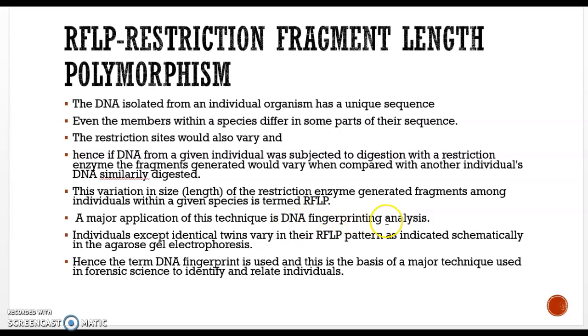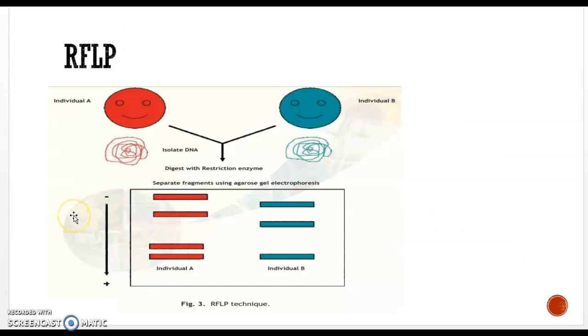What is the major application of RFLP? That is DNA fingerprinting analysis. Individuals, except identical twins, vary in their RFLP pattern, as indicated schematically in agarose gel electrophoresis. Hence, the term DNA fingerprinting is used, and this is the basis of a major technique used in forensic science to identify and relate individuals. It will be clear from this figure.